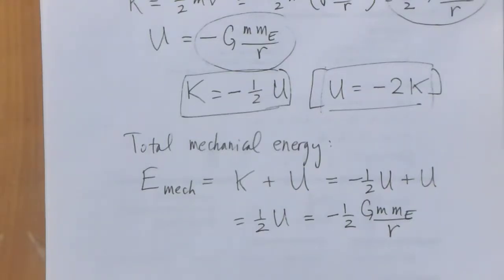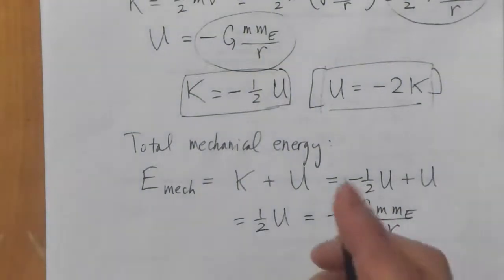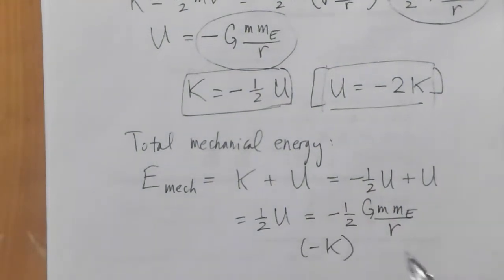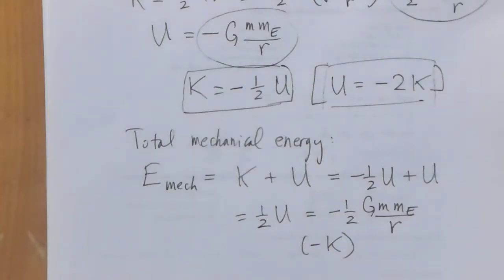Isn't that just -K? Yeah, you can write it as -K as well. There are many ways to write it. You can also write it as 1/2 U and -K. Okay.